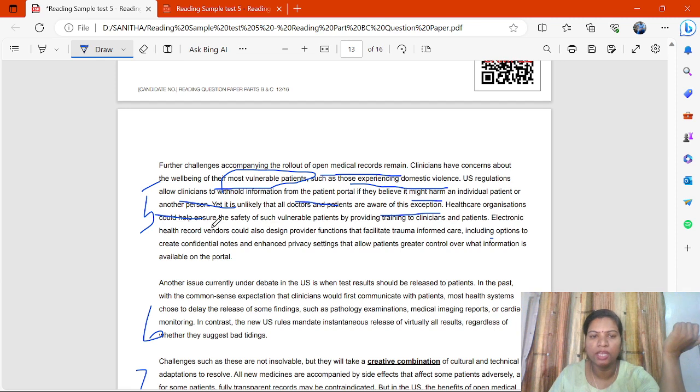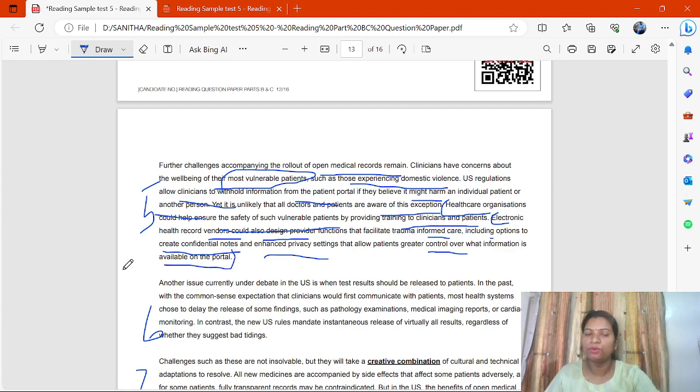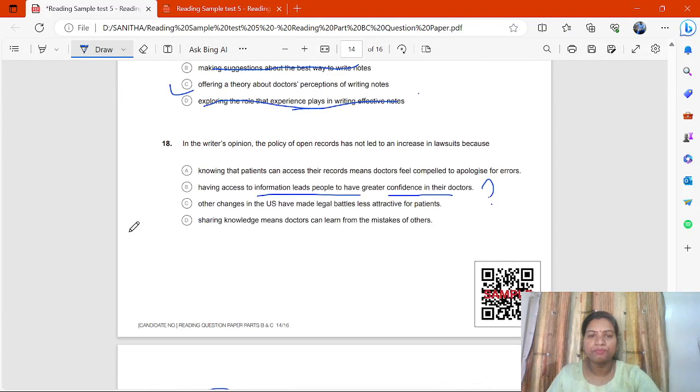Healthcare organizations could help ensure the safety of such vulnerable patients by providing training to clinicians and patients. Electronic health record vendors could also design functions that facilitate trauma-informed care, including options to create confidential notes and enhance the privacy settings that allow patients greater control over what information is available on the portal. You got the point? What are the points they are discussing? Then come to the passage.